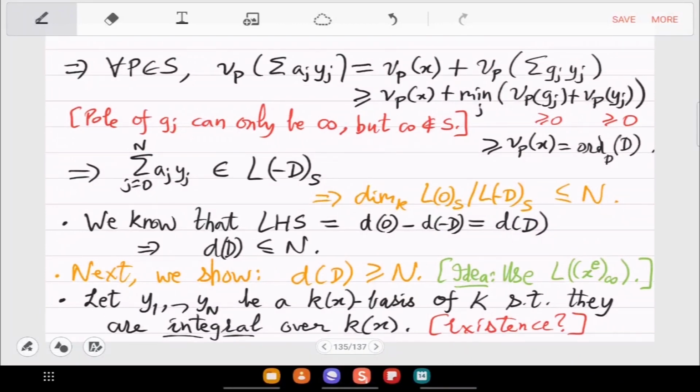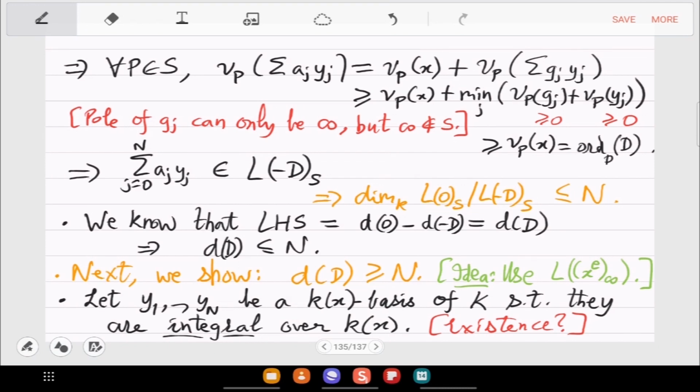Y1 to yn, they form a kx basis of the function field. I mean, just read this line. What this is also saying, what it implies, is that if you multiply the yi's by x to the j's, then they are independent over the field of constants. This yi cannot be divided by some x raised to some rational function in kx, right?